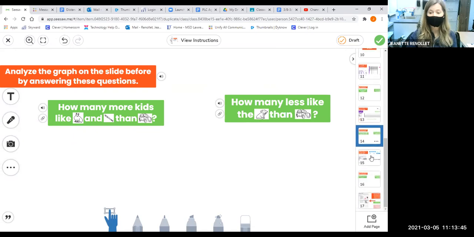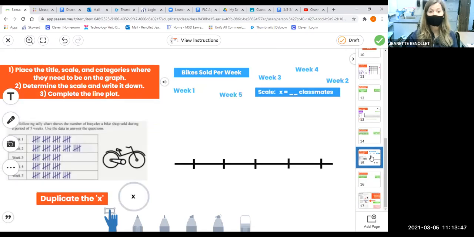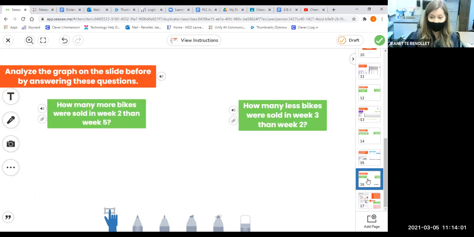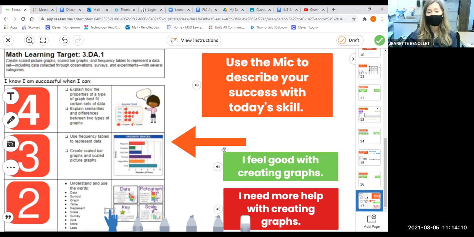Are you noticing a pattern here? Number 15, you're going to create the graph. Show your title, show your categories, and come up with a scale. Show the data on the graph, and then answer questions about the data. That's what you're working on today. On slide 17, you will reflect on your success. Tell me how you're doing with creating a scaled graph.